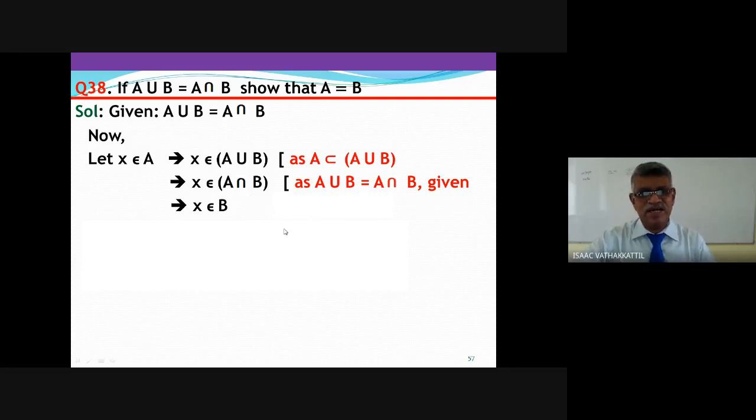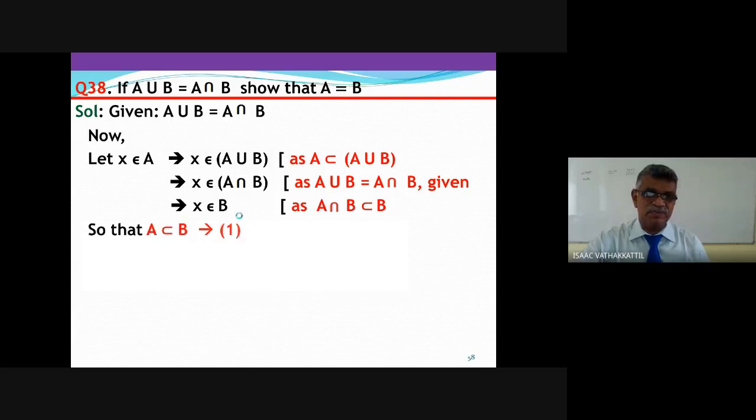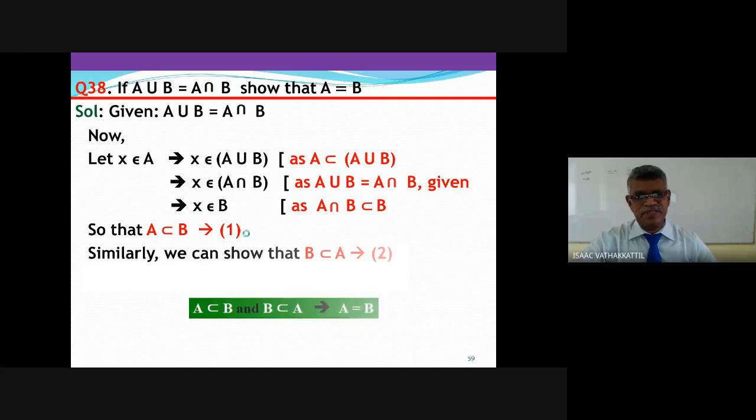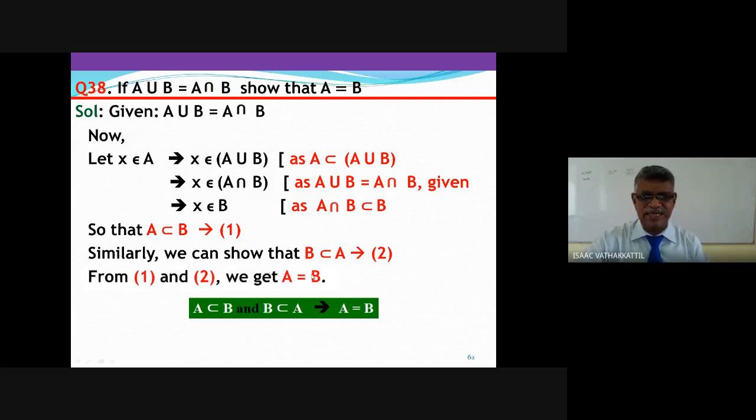The steps are very clear. That implies X belongs to A implies X belongs to B, which means A subset B. That is the definition of subset. Therefore A subset B. Similarly, we show B subset A, no need to show again. Further, A subset B and B subset A is the meaning of A equal to B. So from 1 and 2, we get A is equal to B.